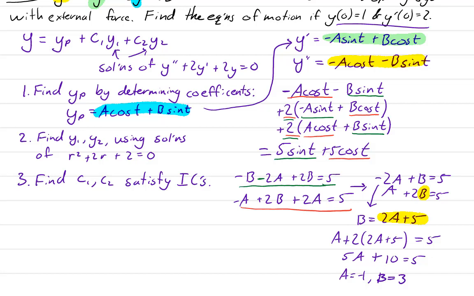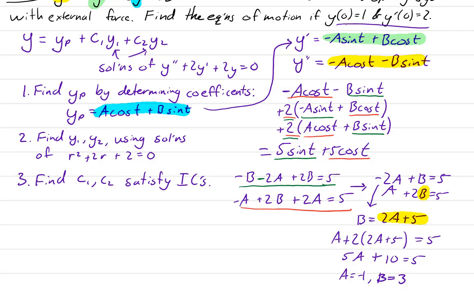So that's your particular solution: negative cosine of t plus 3 times sine of t. The problem is that, although it is a solution of the differential equation, it doesn't satisfy the initial conditions. For example, if you plug in 0, you get negative 1 times 1 plus 0, which is negative 1, not 1. So it doesn't work there.